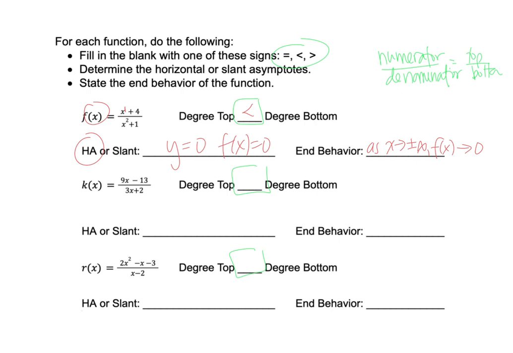You can say y equals 0, you can say f of x equals 0 for your horizontal asymptote, but here in your end behavior, you should say that the function is approaching 0 by using the function's title, which in this case is f of x.